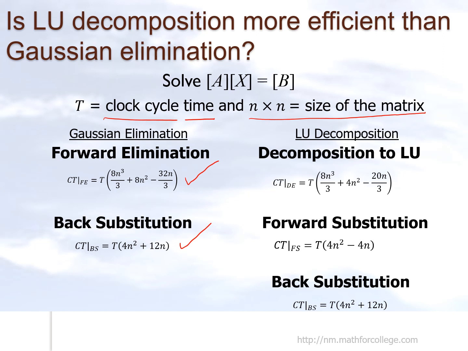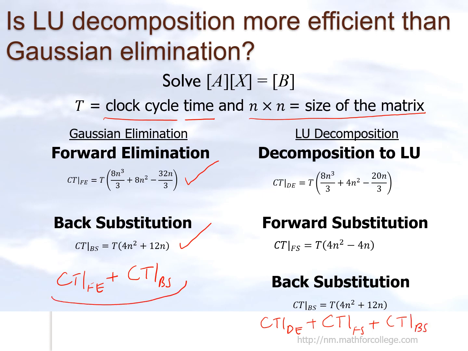So for Gaussian elimination, the time will be how much time it takes to do forward elimination plus how much time it takes to do back substitution. As far as LU decomposition is concerned, I have to add the time it takes to decompose the matrix, the time it takes to do forward substitution, and the time it takes to do back substitution. So this is the amount of time it takes to do Gaussian elimination, and this is the amount of time it takes to do LU decomposition.